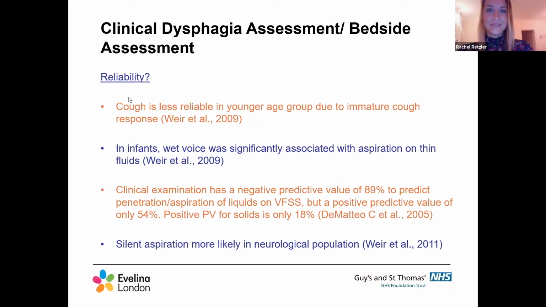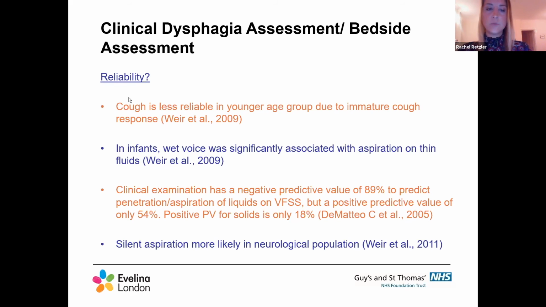Reliability of a clinical assessment. Studies have shown that the cough is less reliable in the younger age group due to immature cough response. In infants, wet voice was significantly associated with aspiration on thin fluids. So keep in mind, if you're assessing a child clinically and they have a wet, gurgly voice, they might be at risk for aspiration from what you're seeing there. Clinical examination has a negative predictive value of 89% for predicting penetration aspiration of liquids on VF, but a positive predictive value of only 54%, and a positive predictive value for solids of only 18%.